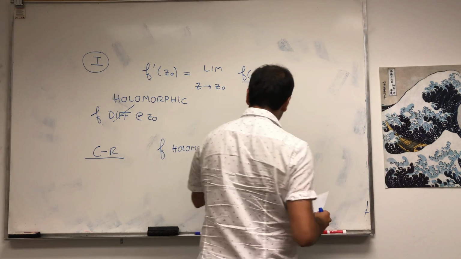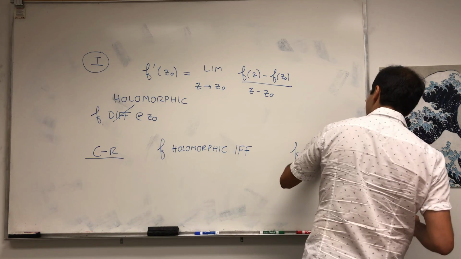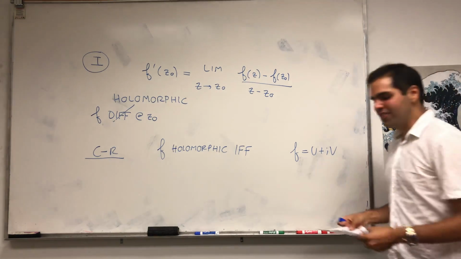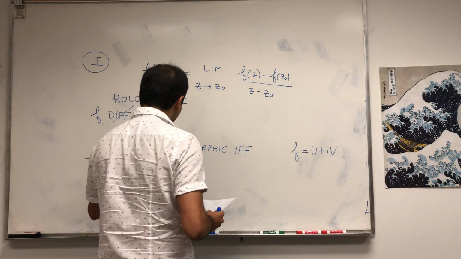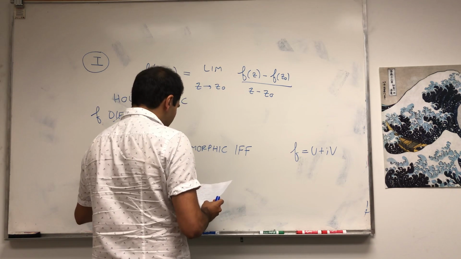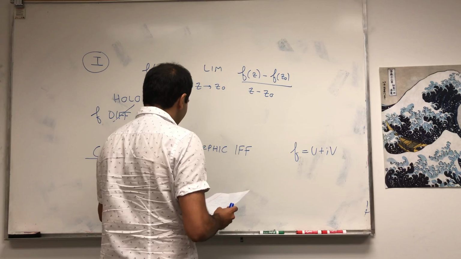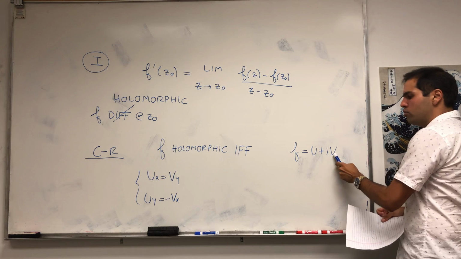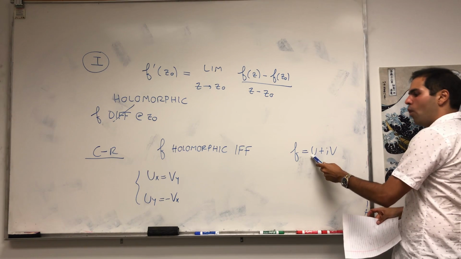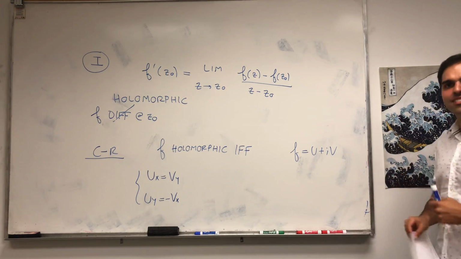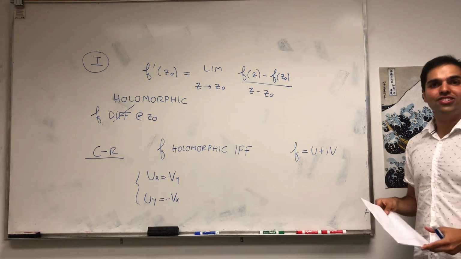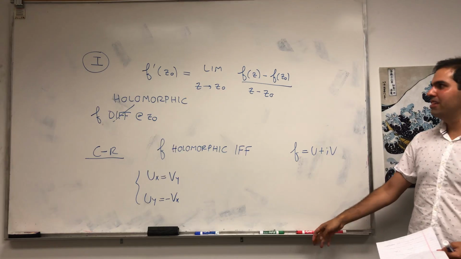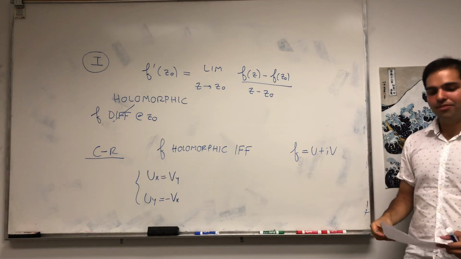if and only if, and again I would like to remind you, f is u plus iv, if and only if u and v satisfy a nice system of differential equations, namely u_x equals v_y and u_y equals minus v_x. In other words, if the x derivative of u equals the y derivative of v, and the y derivative of u is minus the x derivative of v, then the function is differentiable. Which gives us a nice way of checking differentiability without even having to go to this limit.